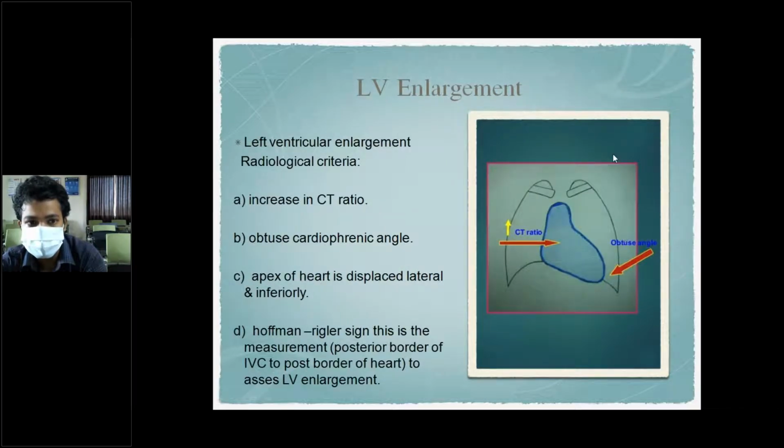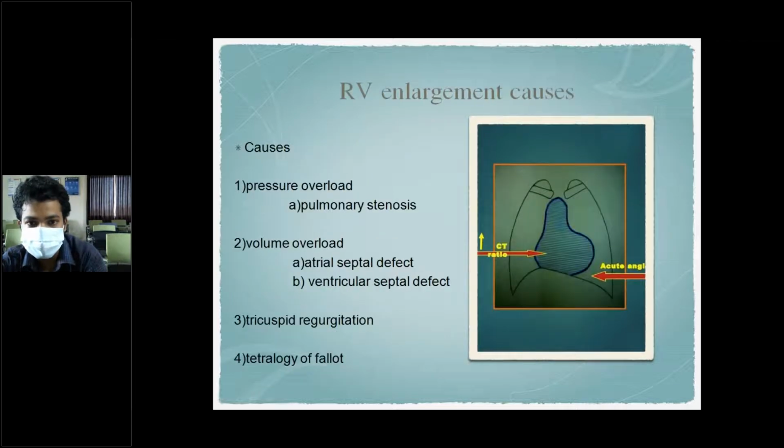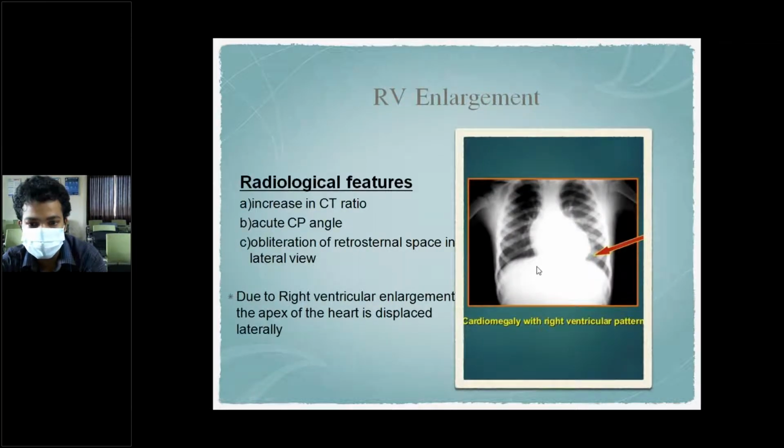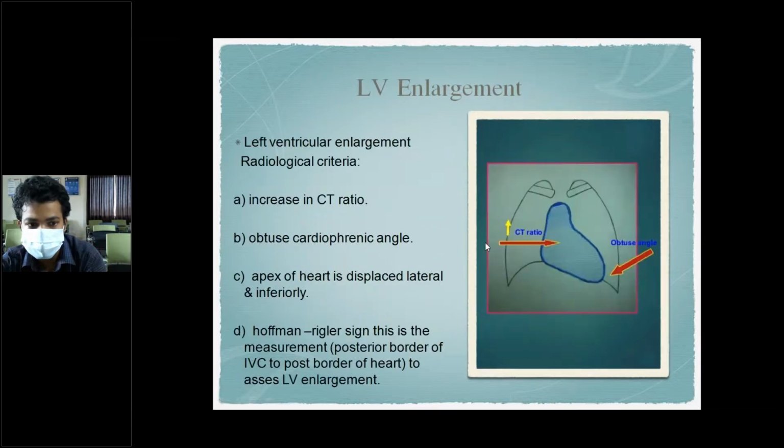Left ventricular enlargement. The radiological features we will see are an increase in the cardiothoracic ratio and an obtuse cardiophrenic angle. In the right ventricle you have seen an acute cardiophrenic angle, but in left ventricular enlargement you will see an obtuse cardiophrenic angle. The apex of the heart is displaced laterally and inferiorly.